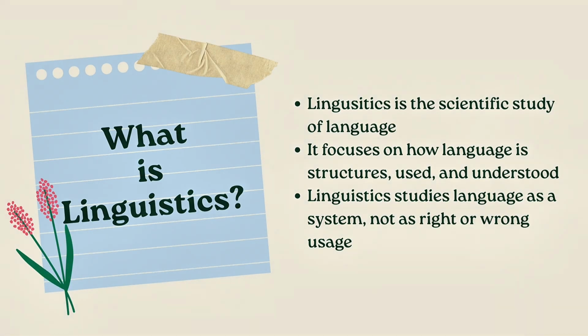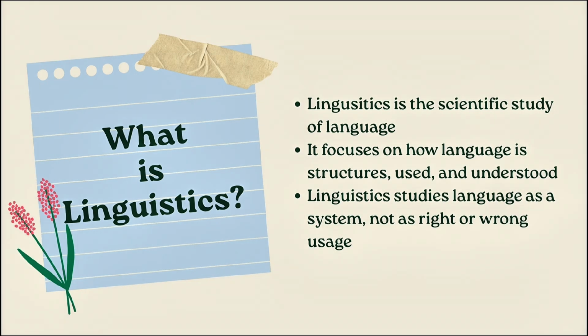Now, let's move to the concept of linguistics. What is linguistics? Linguistics is the scientific study of language. It studies how language is structured, how it's used, and how it's understood. Linguistics doesn't judge whether a language is right or wrong, good or bad. Instead, linguistics tries to describe and explain how language actually works in real life.